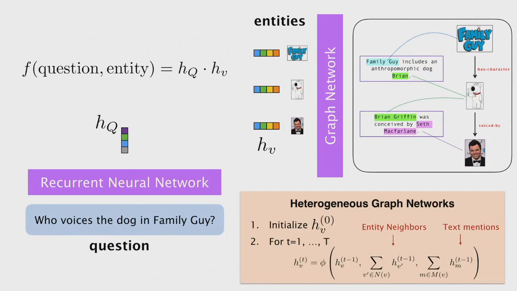But in order to apply graph networks to our problem, we developed a slightly different variant of graph networks, where the representation of a node depends on both its neighbors, its entity neighbors in the graph, as well as the mentions of that node in the text sentences that we have in the graph. Using this process, we can learn representations and define the scoring function. And once again, given training data, we can optimize that scoring function.